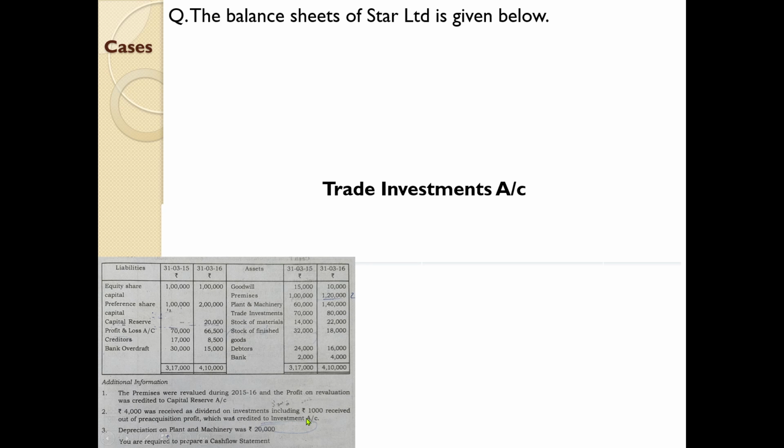We have dealt with a similar type of question with the same adjustment pattern in the fund flow statement. The same method and principle is followed in the case of a cash flow statement. The only difference is that the preparation of the statement is quite different from the fund flow statement, but the principle and the concept are almost the same. So let us begin with trade investments.